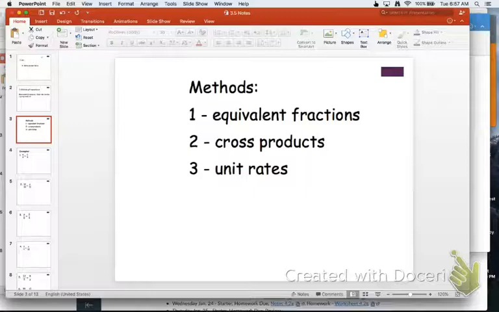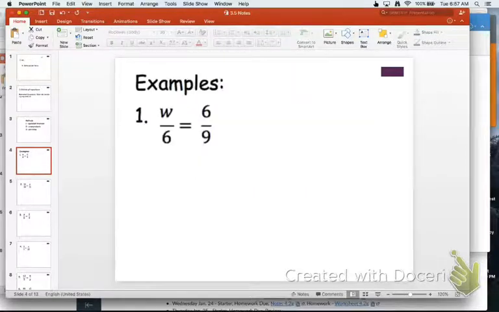So we'll be using one of the three methods. One, showing equivalent fractions. Two, cross products, which some students have been calling the butterfly method or the Band-Aid method, or three, unit rates. In class, we use mostly the cross products or the unit rates. So let's try one where we use our cross products.